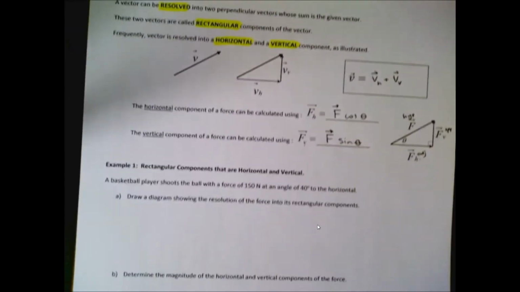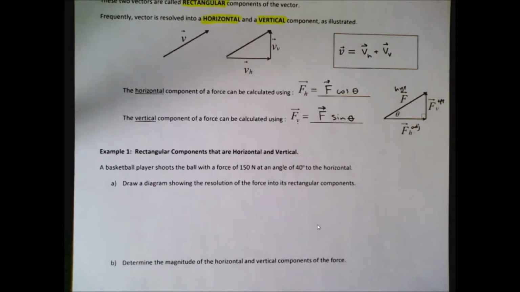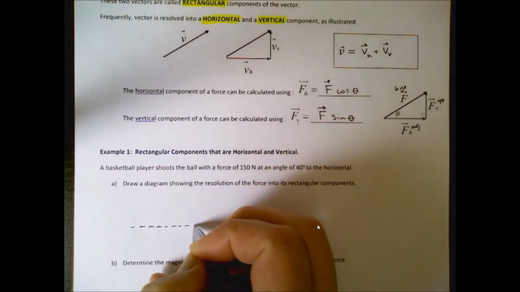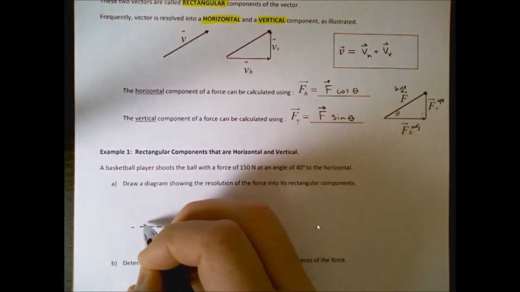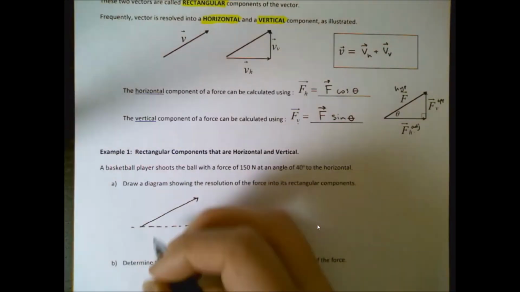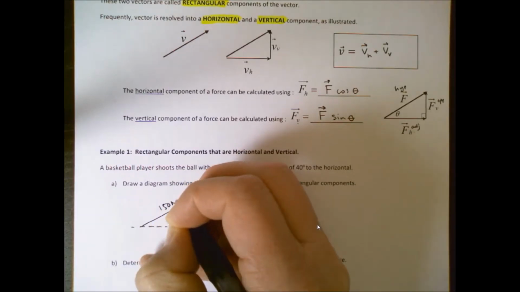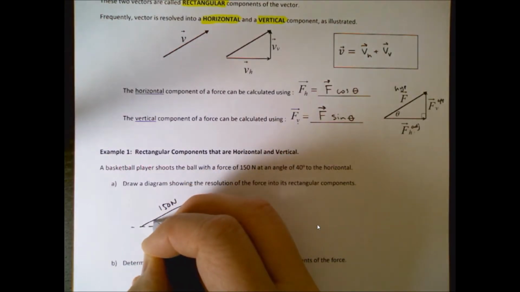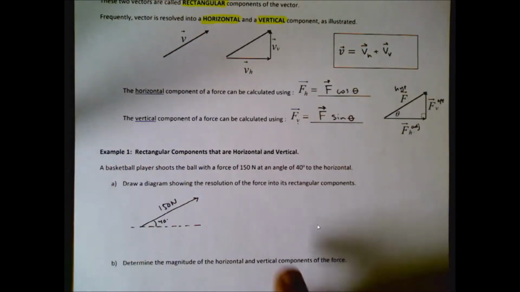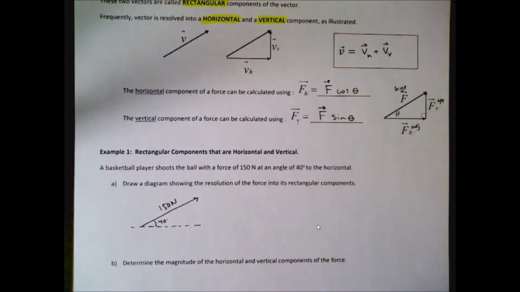All right, let's go to example 1. A basketball player shoots a ball with a force of 150 newtons at an angle of 40 degrees to the horizontal. So here's my horizontal, and then here is my shot. This is 150 newtons, magnitude, and this is my angle. It says resolve it, draw a diagram showing the resolution of the force into its rectangular components.